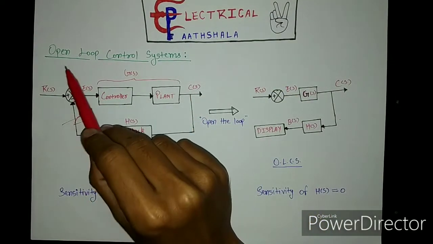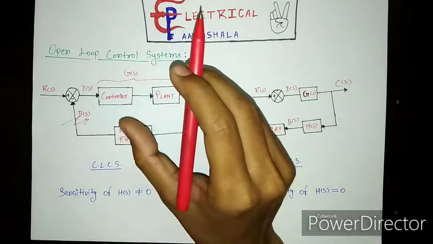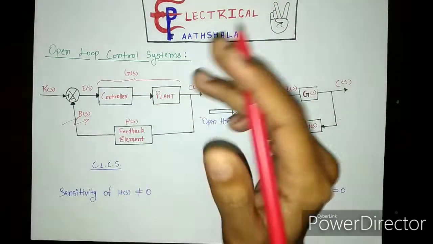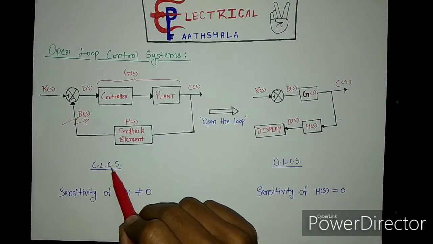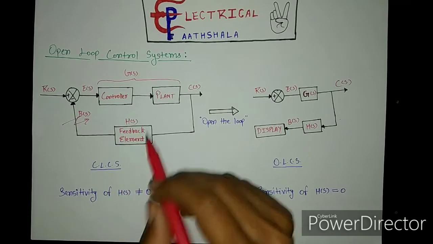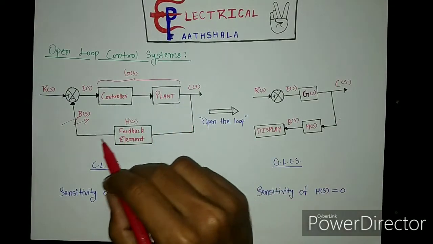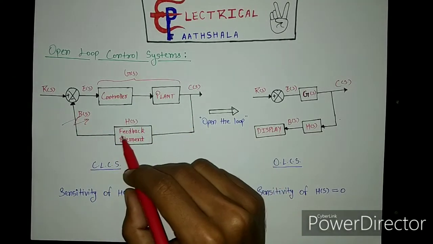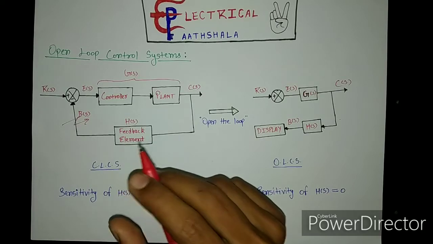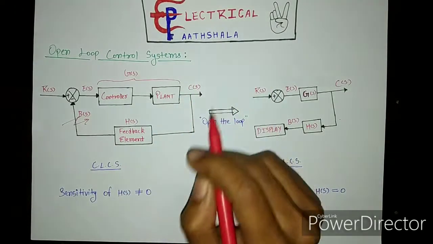In this video, we will study open loop control systems and the differences between open loop and closed loop control systems. So let's start. In our previous video, we have already studied closed loop control systems, and we know that a closed loop control system is sensitive to any disturbance in its feedback path. It means that if there is any disturbance in the feedback element of a closed loop control system, then the output of the system will also get affected by that.